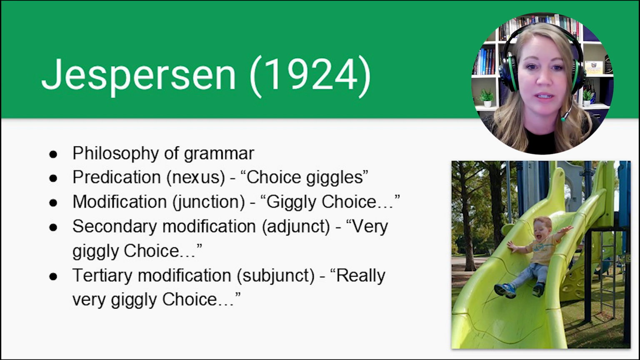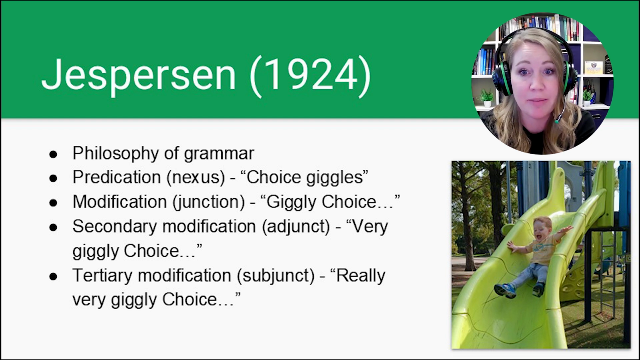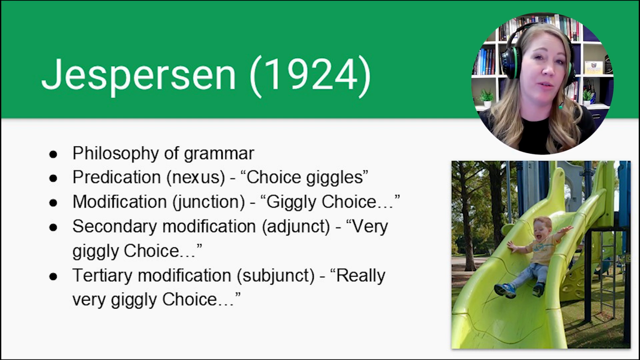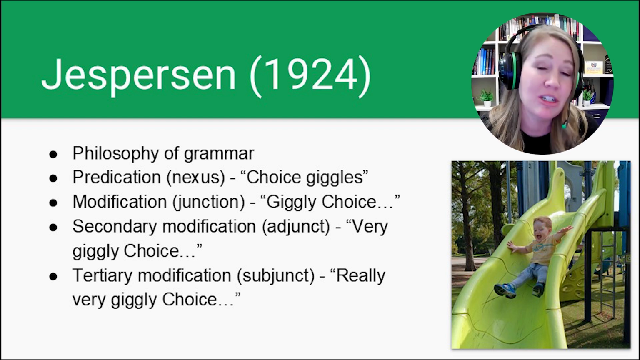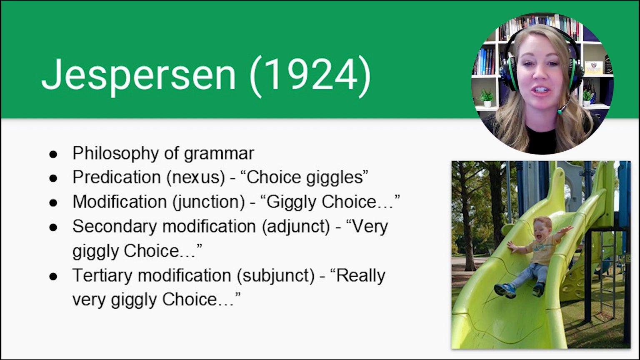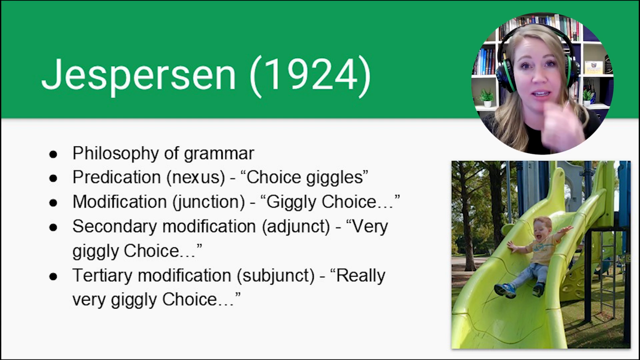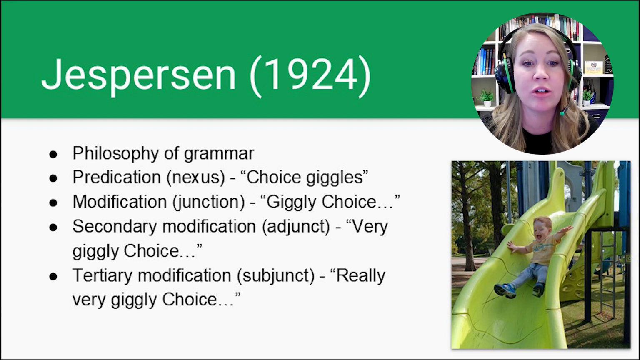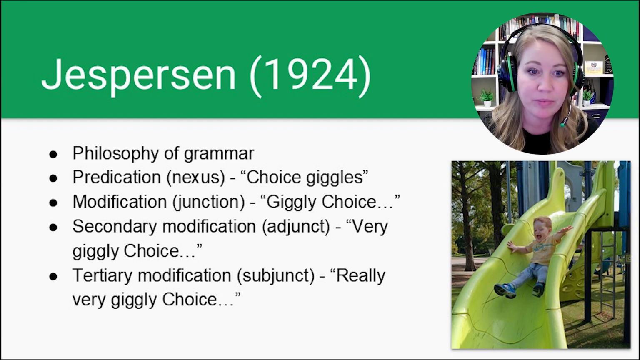So anyways, the example here is Choice giggles, and the subject of this sentence is Choice, and the predicate is giggles, all right? So the predication is the central element of the sentence and clause. It's the thing in focus, but modification is where things get really interesting. For example, consider the structure giggly Choice instead of Choice giggles. Here, giggly is an adjective modifying the noun Choice, whereas in the earlier structure, giggles was a verb, okay?